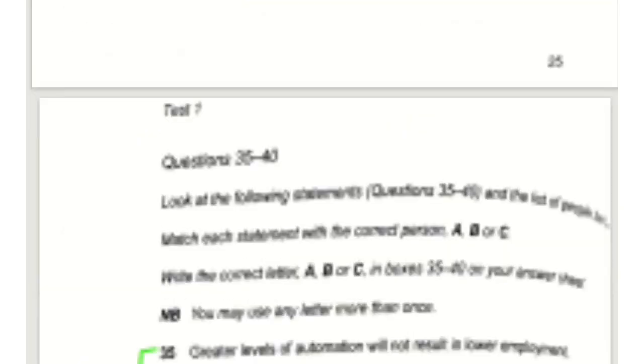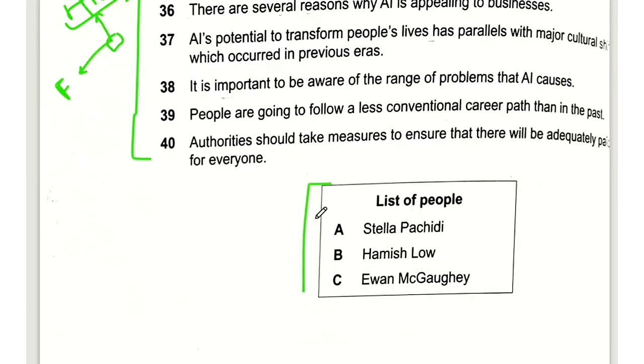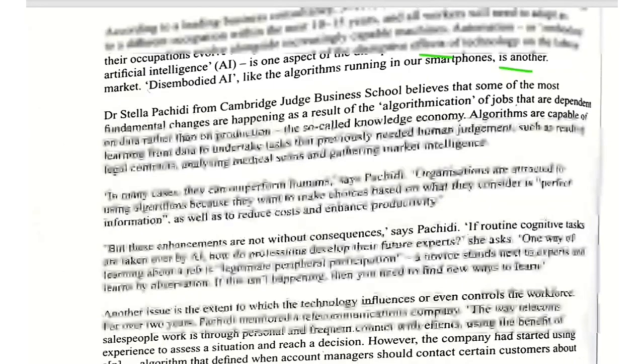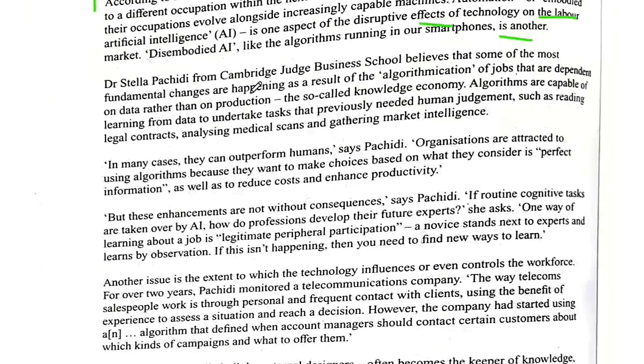You can see here in the matching features, the features will be in order. So the first thing they have given is about Stella. We'll be looking whether they're telling anything about Stella. In the first paragraph, they clearly do not mention anything about Stella. Now we'll be reading the next paragraph. Dr. Stella, Cambridge Judge Business School, believes that some of the most fundamental changes are happening as a result of the algorithmification of jobs as they depend on data rather than on production. The so-called knowledge economy. Algorithms are capable of learning from data to undertake tasks that previously needed human judgment, such as reading legal contracts, analyzing medical scans, and gathering market intelligence.